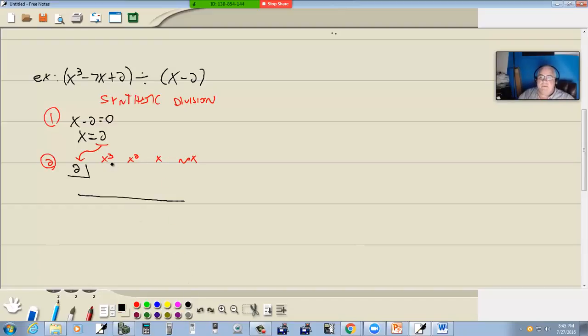Then we're going to write down the numbers in front of each one of them. The number that's in front of our x to the third is the invisible 1. There's a 1 here. In front of our x squared, there is no x squared, so that means there's a 0 there. The number in front of our x is a negative 7, so put negative 7 there. And our no x, our constant term, is 2.